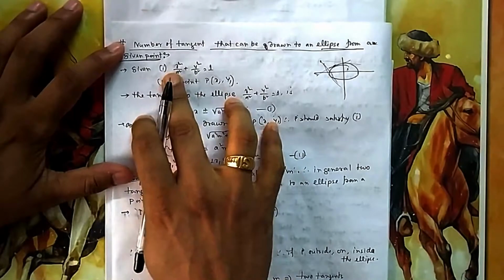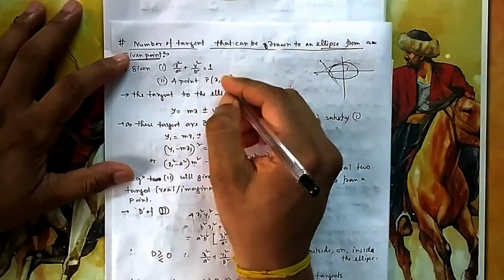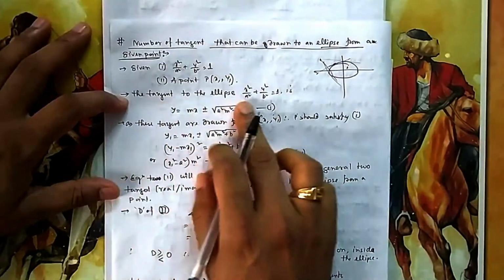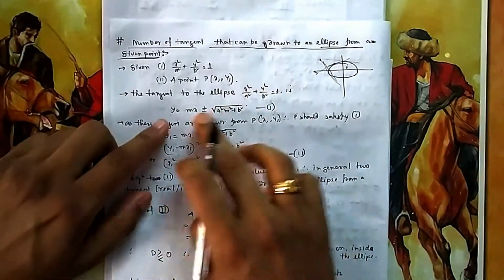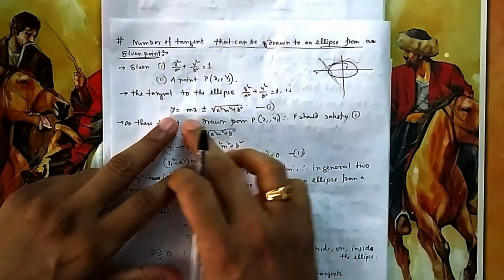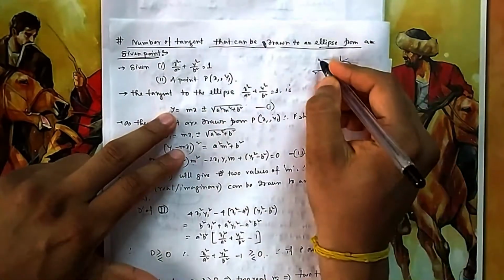So the given ellipse is this one, and your point is this one. One point is given, x1, y1. You don't know where the point is. It can be inside, on, or outside. Any tangent to this given ellipse, we have just now derived this condition. So if you want to write any tangent to this ellipse, you will write it in this format, because these tangents we are drawing from the point.